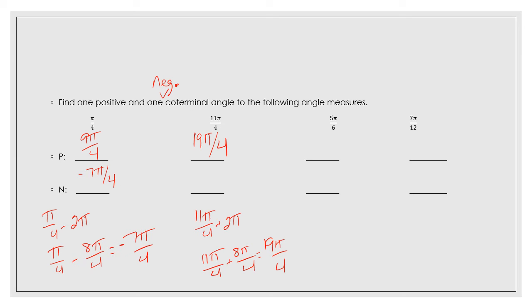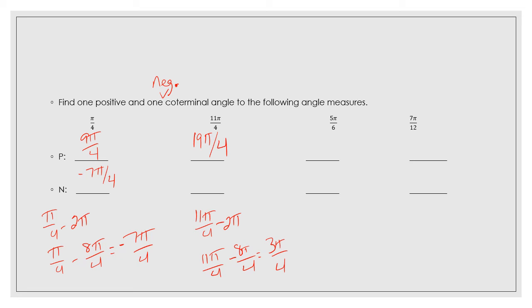And then for my negative, what I need to do is subtract 2 pi. So if I subtract 2 pi instead of add it, that's an 8. 11 pi minus 8 pi gets me 3 pi over 4. That is still a positive angle. So just like when we had positive extra degrees, what we need to do is subtract another 360. What we need to do here is subtract another 2 pi.